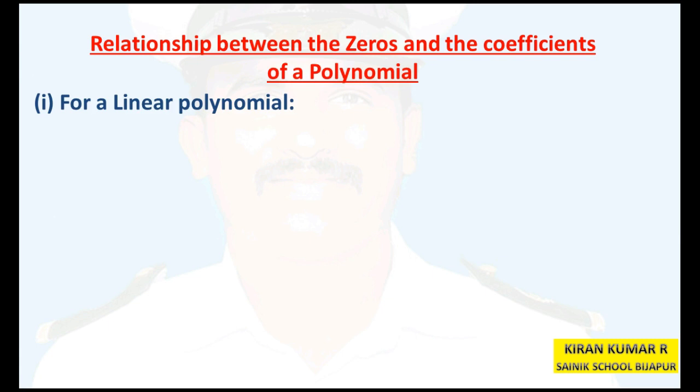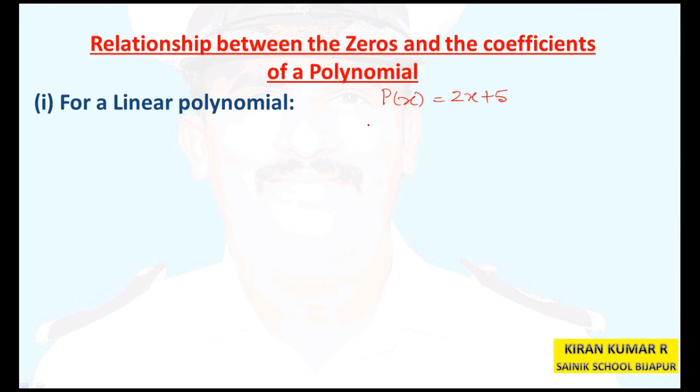Now, the relationship between the zeros and the coefficients of a polynomial. Here again we will take 3 cases. The first case is for a linear polynomial, the second case is for a quadratic polynomial, and the third case is for a cubic polynomial. Let me take a linear polynomial. I'll take an example, p of x equal to 2x plus 5.